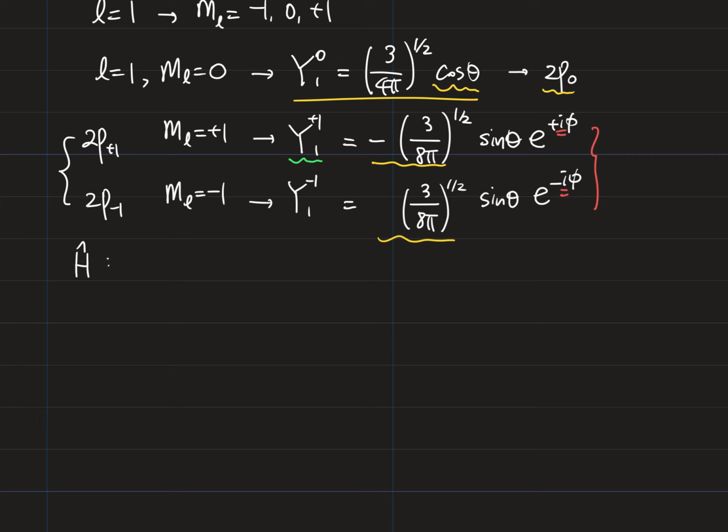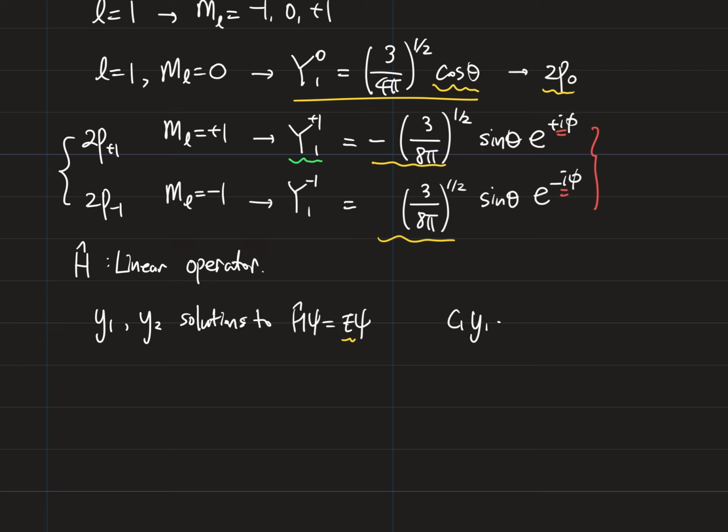But there is a nice trick that we can try to use. The Hamiltonian is a linear operator, right? So if Y1 and Y2 are solutions to the Schrödinger equation with the same energy value, then a linear combination of these two functions is also a solution to the Schrödinger equation with the same energy.